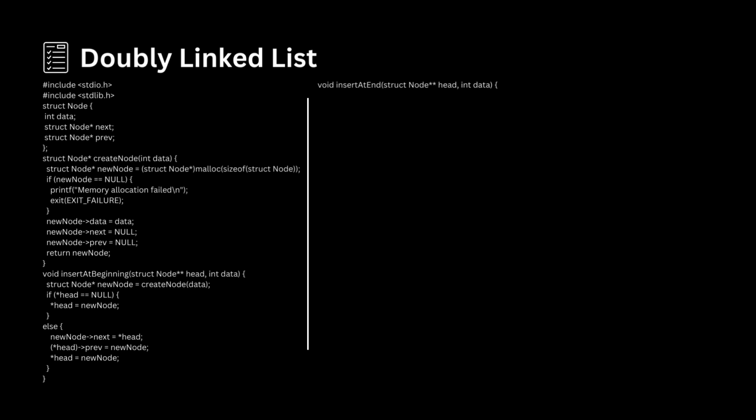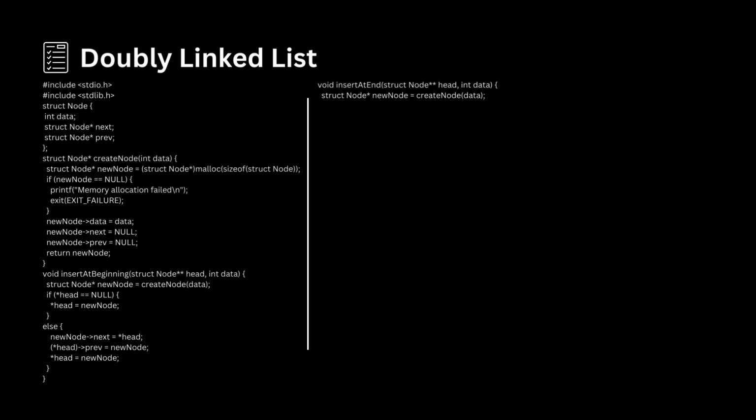This is the function signature. It takes a pointer to a struct node, that is head, and an integer data as parameters. The purpose of this function is to insert a new node with the given data at the end of the doubly linked list. This line creates a new node using the createNode function.